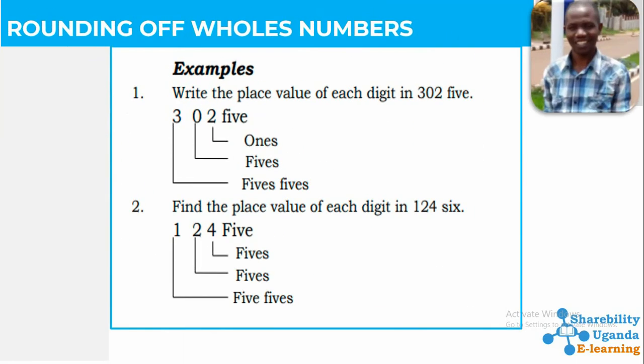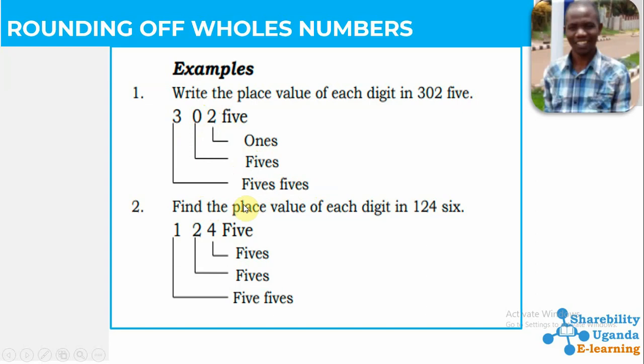Then also we have now the various examples. This is how they always set if they are to ask you a question on bases. Either they tell you to write them according to their place values, or read them. So when they say write the place value of each digit in 3, 0, 2 base 5, how do we write them? We say our 2 is in the group of 1s, then our 0 is in the group of 5s, then our 3 is also in the group of 5s.